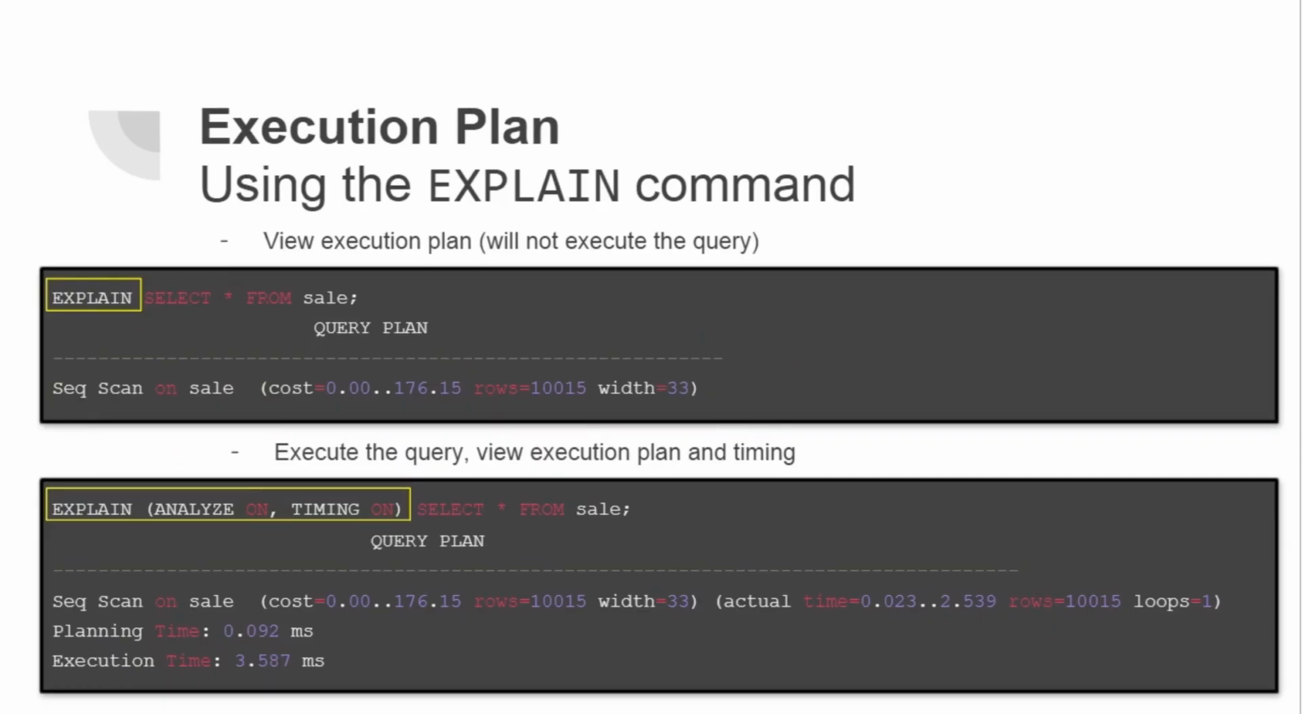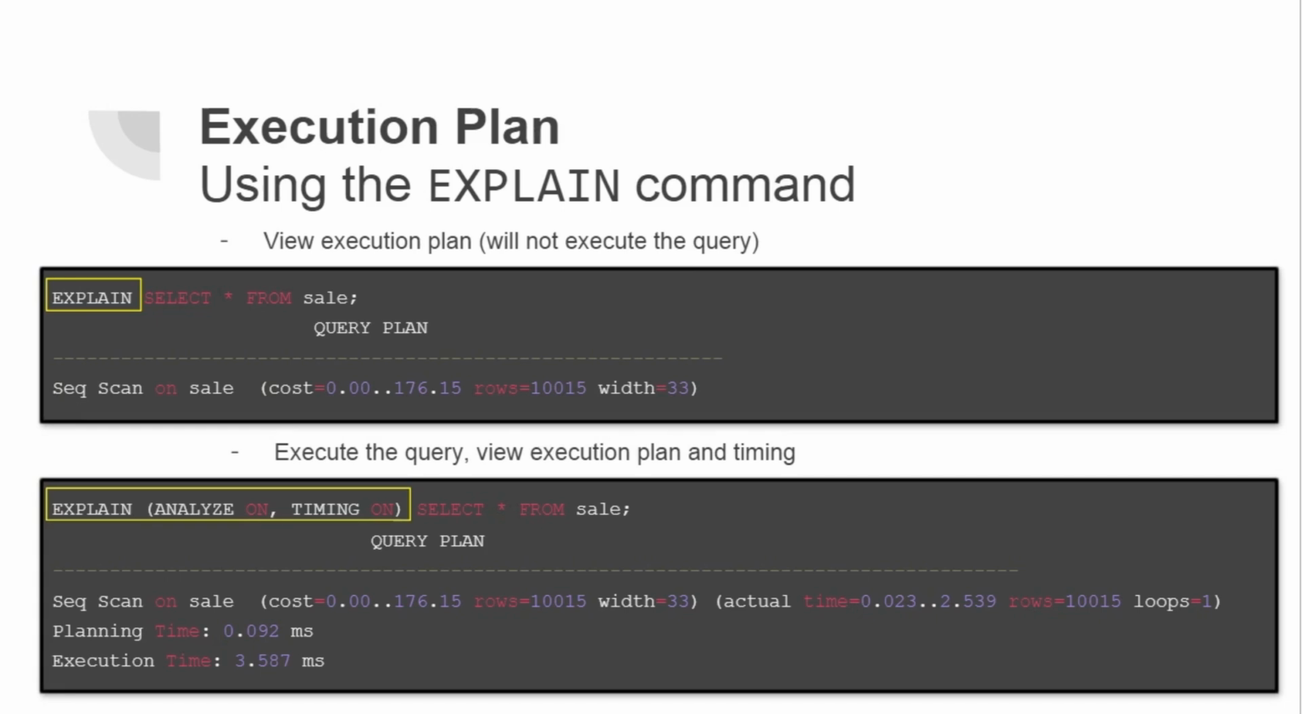Okay, so if we want to see an execution plan for a certain query, we can use the command called explain. If we want to see what the database is doing when we are executing select all from sale, we can use the keyword explain, and we will get a query plan. This is a very simple query plan. You can see that the database is going to do a sequential scan on the sale table. We are going to break this down a bit more in a bit.